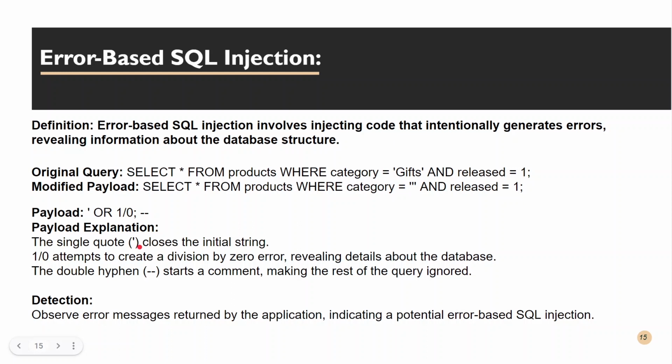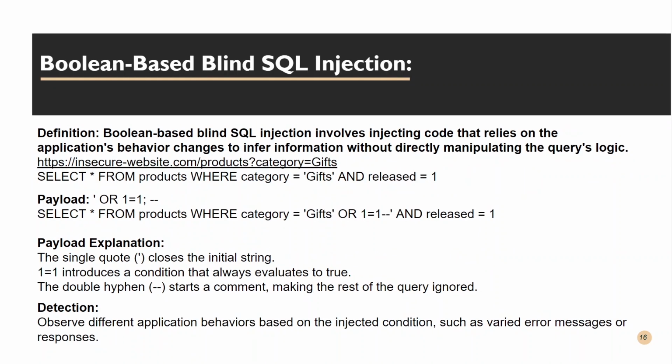we explained earlier. In order to detect this type of injection, observe the error message returned by the application indicating a potential error-based SQL injection. Now let's talk about the other type of SQL injection, which is the blind-based SQL injection. Blind-based SQL injection or the Boolean-based blind SQL injection involve injecting code that relies on the application behavior changes to predict information without directly manipulating the query logic.